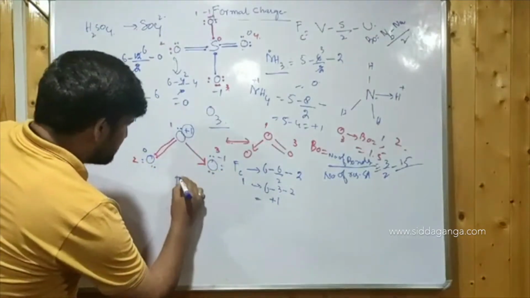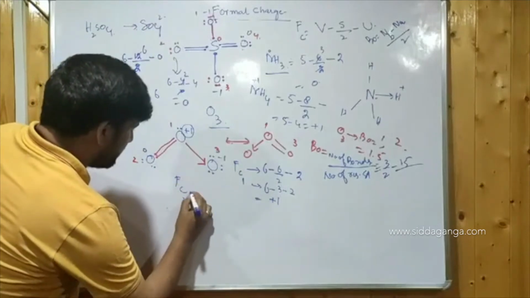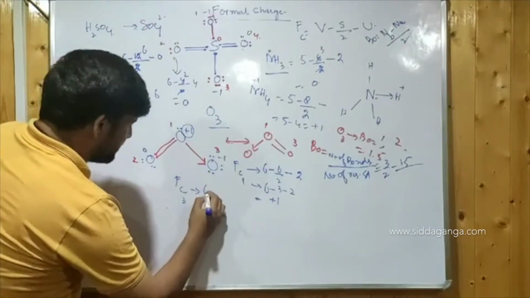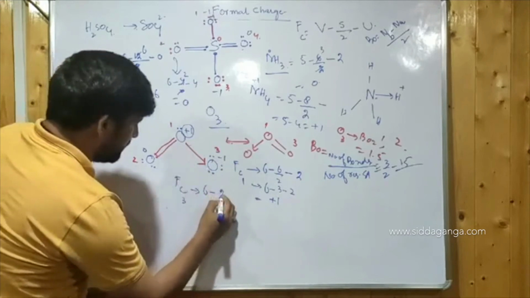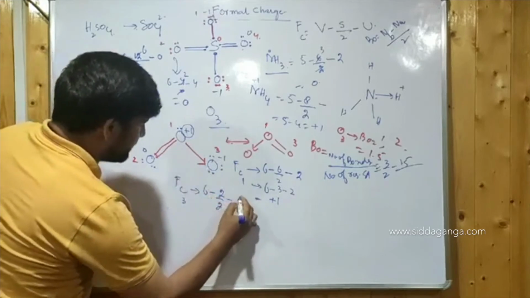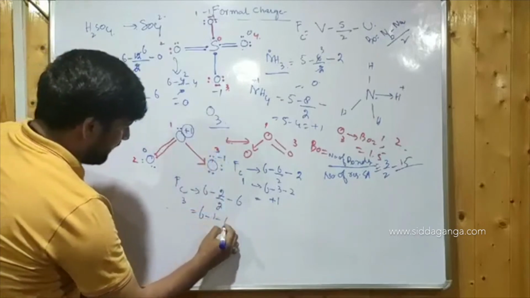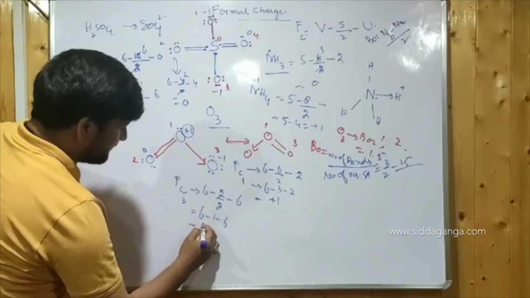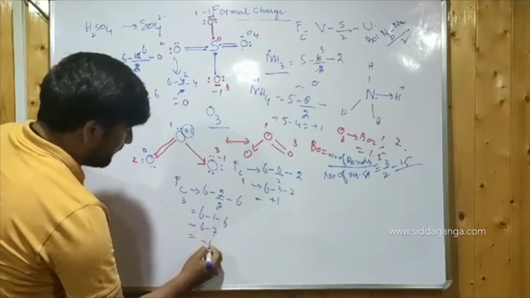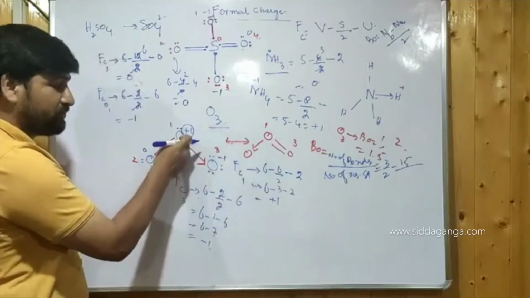So what about the formal charge of oxygen number 3? Faster. Valence electrons 6 minus shared, how many? Only 2, divided by 2. How many are unshared? 6: 1, 2, 3, 4, 5, 6. So 6 minus 1 minus 6, that will be minus 7. 6 minus 7, that will be minus 1. You got minus 1 here or not? What is this one? Plus 1.